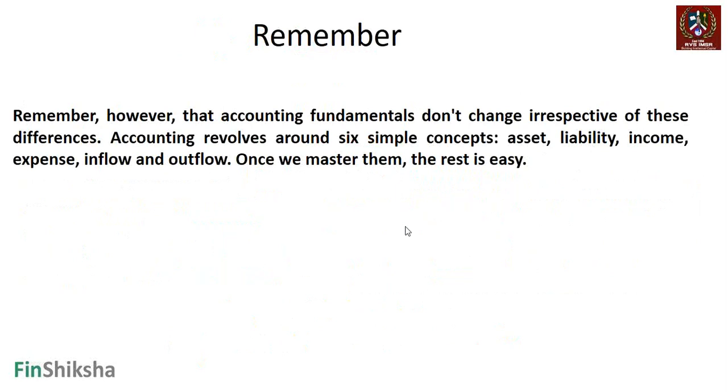Remember, however, that accounting fundamentals don't change irrespective of these differences that come up, right? Companies may use IFRS, companies may not use IFRS, but accounting revolves around six simple concepts: assets, liabilities, income, expense, inflow, and outflow. Once we master them, the rest is easy. It's not very difficult, right? And it's all mathematical. So we'll try and understand the mathematical construct of all these things, and then build on that as we go along in terms of the rules that accounting provides us, right?